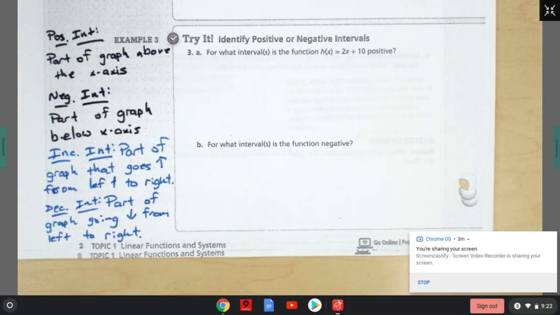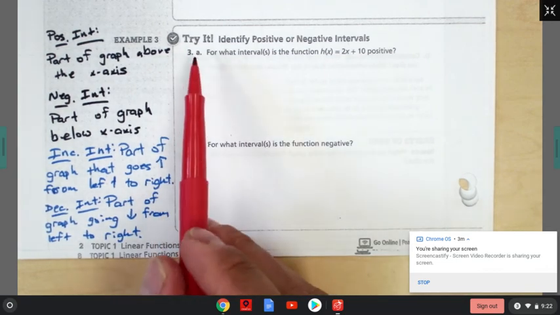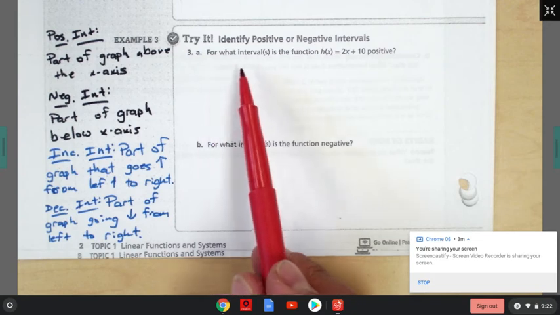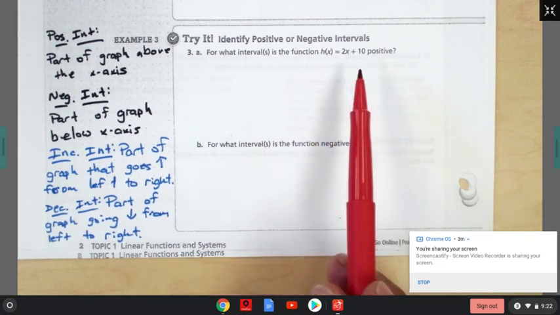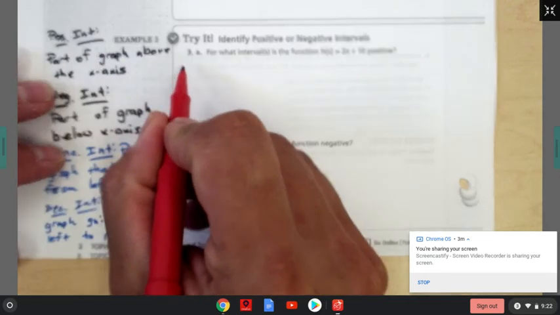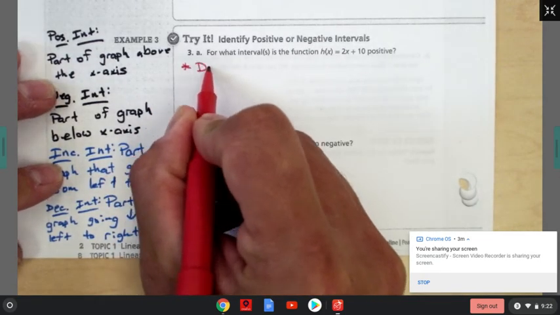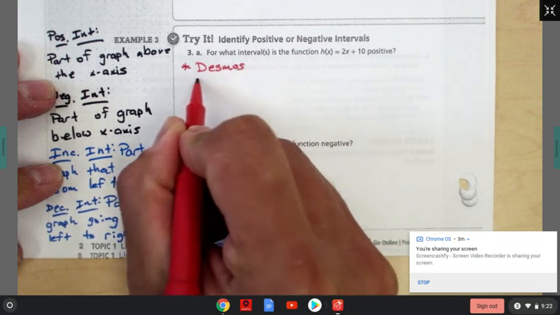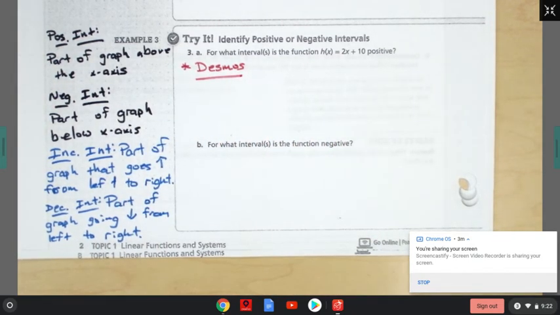So let's say we wanted to do this first problem here. Try it 3a. It says for what interval is the function 2x plus 10 positive? Now in order for us to do this, we need to graph it. Just like we talked about in the last section, we would use Desmos to graph this. We are going to use Desmos to help us figure out what this is.